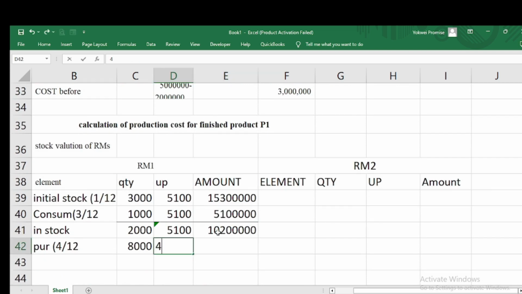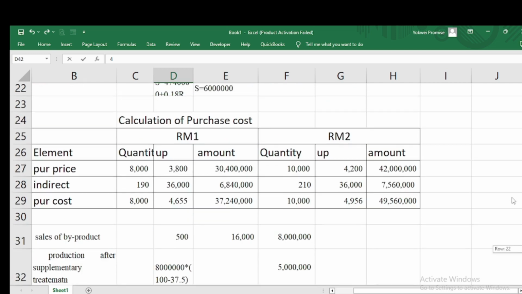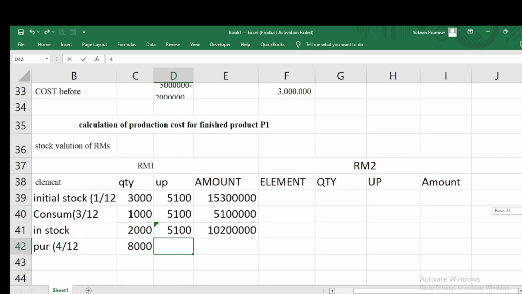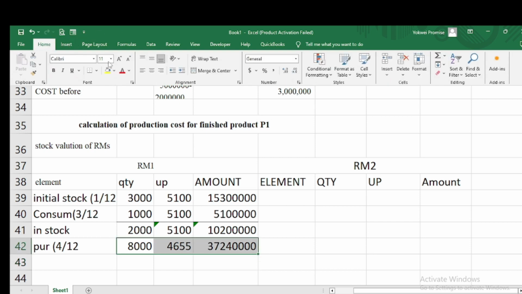So 4,000, what is it again? 655 equal to this times this. All right. So when we make purchases, our inventory has increased, right? So we'll add, and for consumption, we subtract.